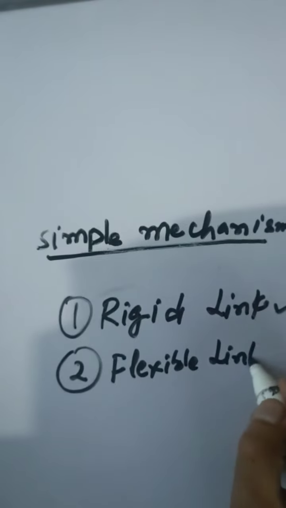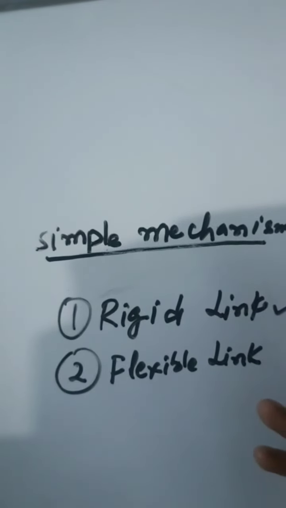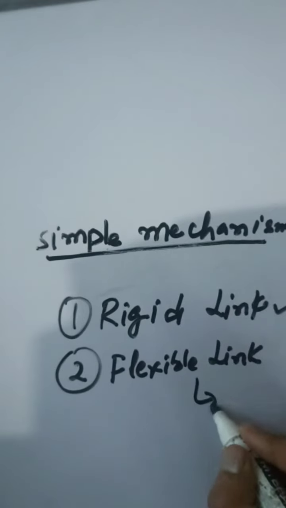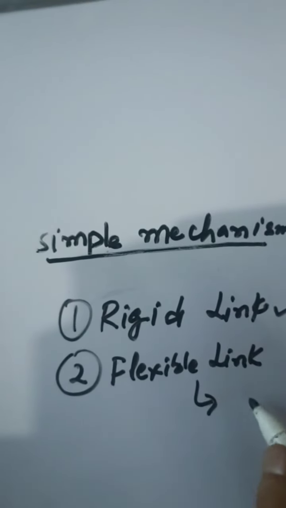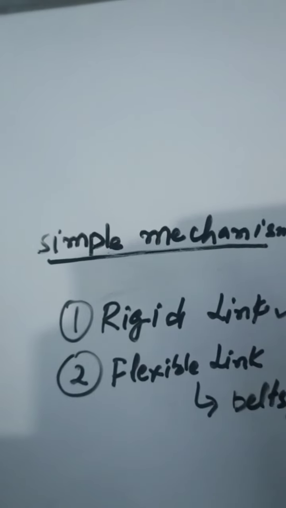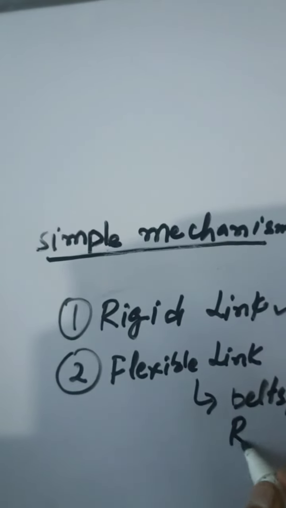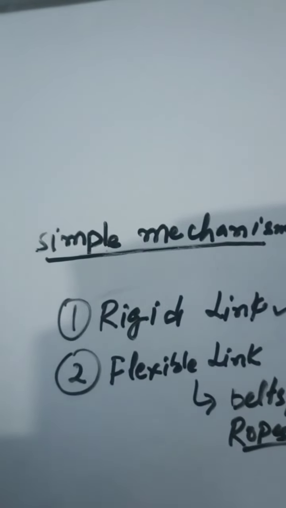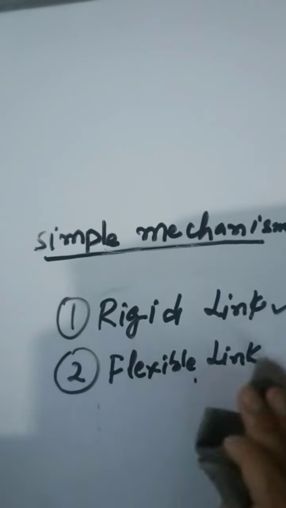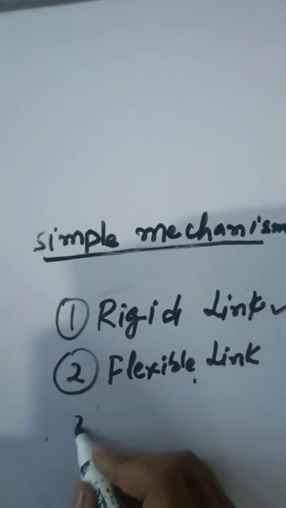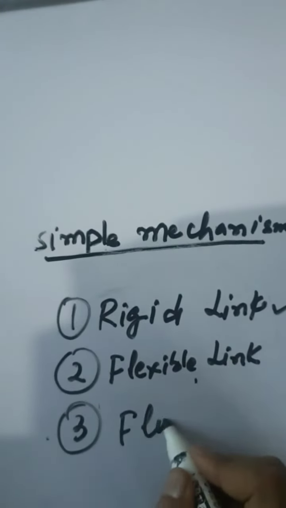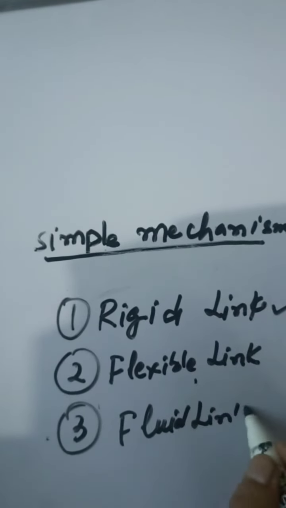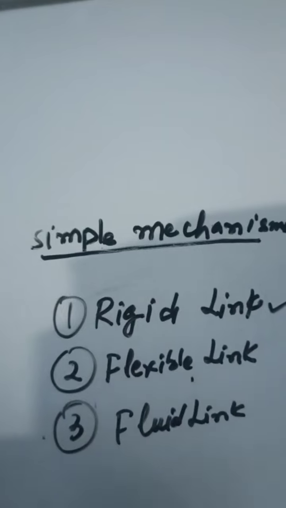Then next to it is the flexible link. Flexible link, what is it? These deform because they are flexible, but it also transmits the motion. What are the various examples in this? If we see belts, ropes, okay, belts and ropes come under the flexible links. Then the third is the fluid link. Fluid links also have the ability to transmit the motion. Okay, for those fluids we see in case of brake oils, they form the fluid link.